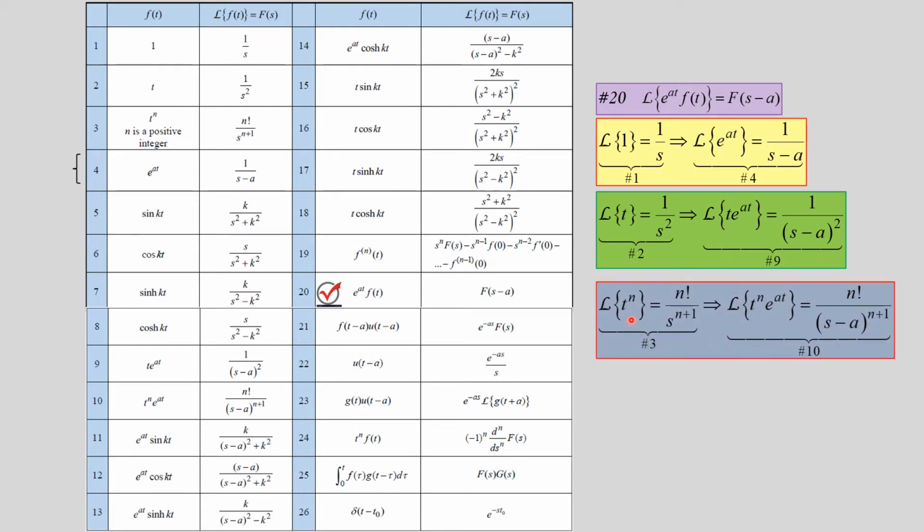Laplace transform of t to the power of n is equal to n factorial divided by s to the power of n plus 1, row number 3. When we multiply this t to the power of n by e to the power of at, we expect the result will be as follows. Use the result of number 3, except that the s is now replaced by s minus a. So the answer for the Laplace transform of t to the power of n e to the power of at is n factorial divided by (s minus a) to the power of n plus 1. So the formula for this Laplace transform is found at row number 10.